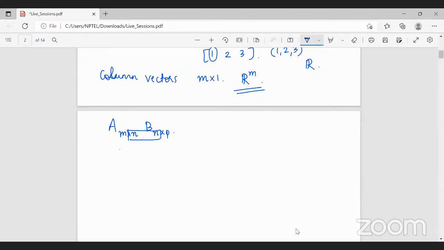And what will be the order of the resulting matrix? M cross P. You just take off the common entry and then whatever is left. M cross P will be the order of the resulting matrix.